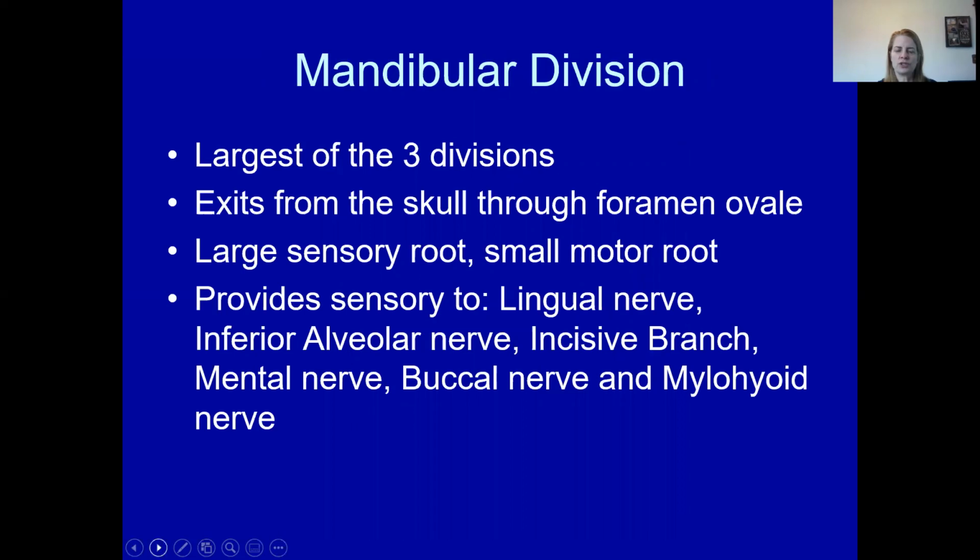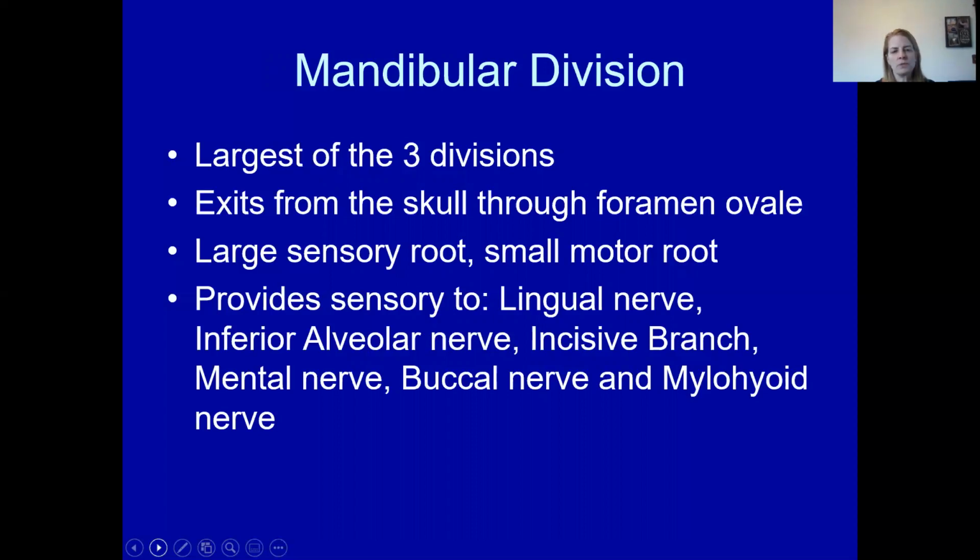The mandibular division is the largest of the three divisions, and it's exiting through the largest foramen, the foramen ovale. It's got the larger sensory root, which is the one we're concerned with, and then the smaller motor root, like we talked about before, that goes to the muscles of mastication, the mylohyoid, the tensor veli palatini, and the anterior belly of the digastric.